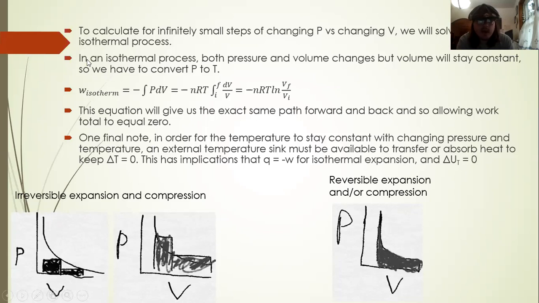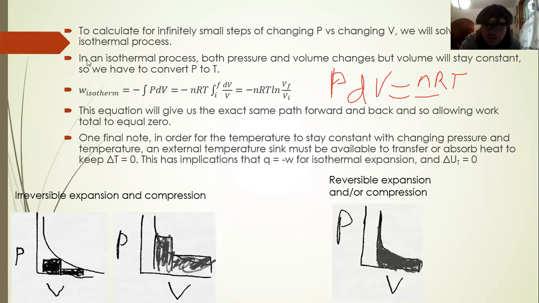So essentially, remember our work is P delta V. Well, P is changing, so we cannot include P in there because we're not looking at delta P as well. So we're going to exchange this where P is equal to nRT over V. Now, we still multiply that by delta V.